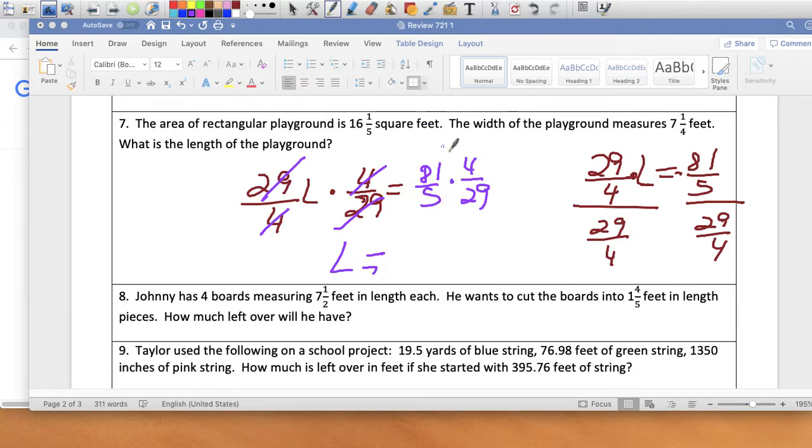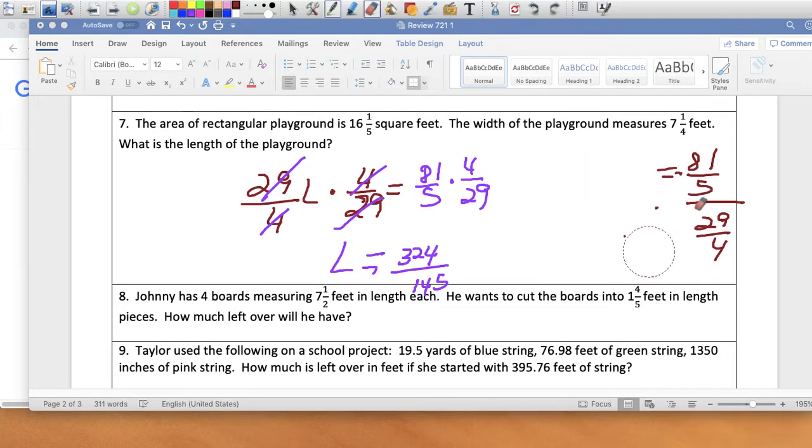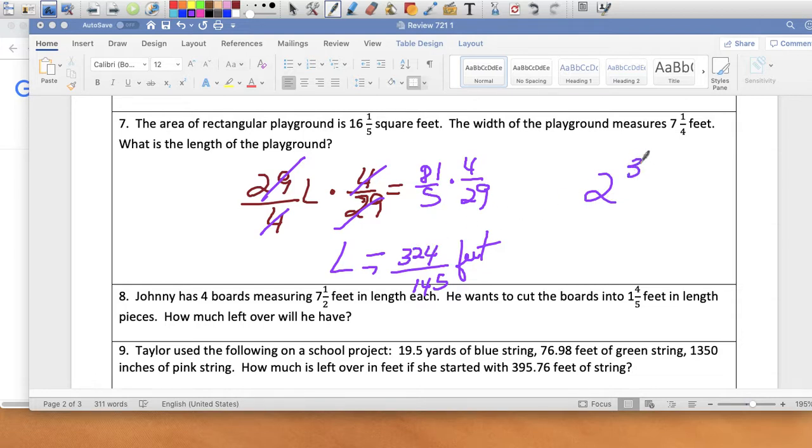Is there anything I can simplify here? 29 times 3 times 4, yuck. On the top I get 432, and at the bottom, 5 times 29 is 145. I will change this to a mixed number, because I don't know what that is. 2 times 145 is 290, and 432 minus 290 leaves 142, so it's 2 and 142 over 145, which simplifies to 2 and 34 over 145 feet.